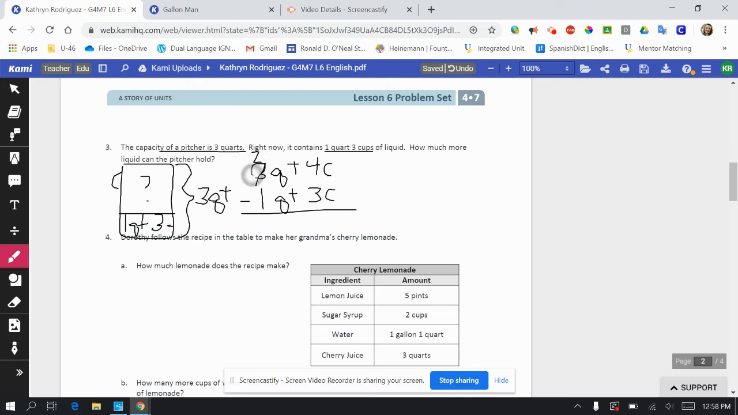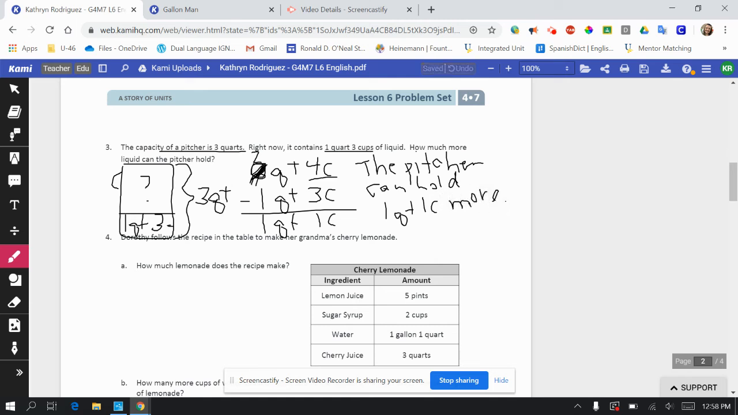So again, what I did was I took from this 3, I crossed it out, I wrote a 2 because I'm borrowing 1 quart, bringing it over, converting it into cups so that I'm able to subtract. 4 minus 3 equals 1 cup. And then 2 quarts minus 1 quart equals 1 quart. So the question, how much more liquid can the pitcher hold? I will say the pitcher can hold 1 quart, 1 cup more.